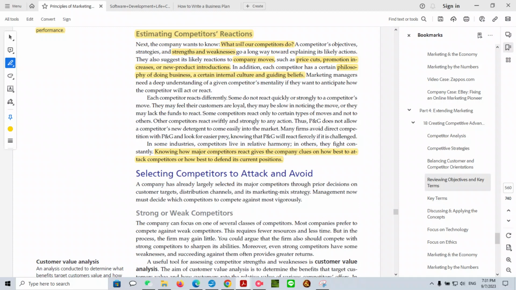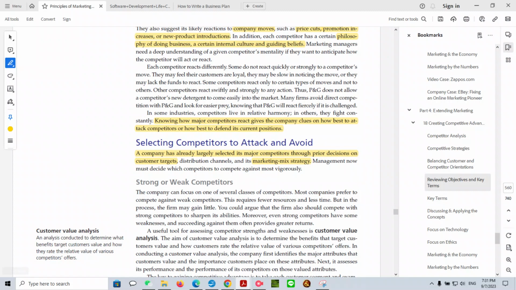Now, in terms of selecting competitors to attack and avoid, which I was just talking about, you need to remember that a company has already largely selected its major competitors through prior decisions on customer targets, distribution channels, and marketing mix strategies. Management now must decide which competitors to compete against more vigorously. That will depend on your strengths and weaknesses. If you think you have a strong enough strength and you believe there's enough opportunity for market share growth for that company, they will try it.